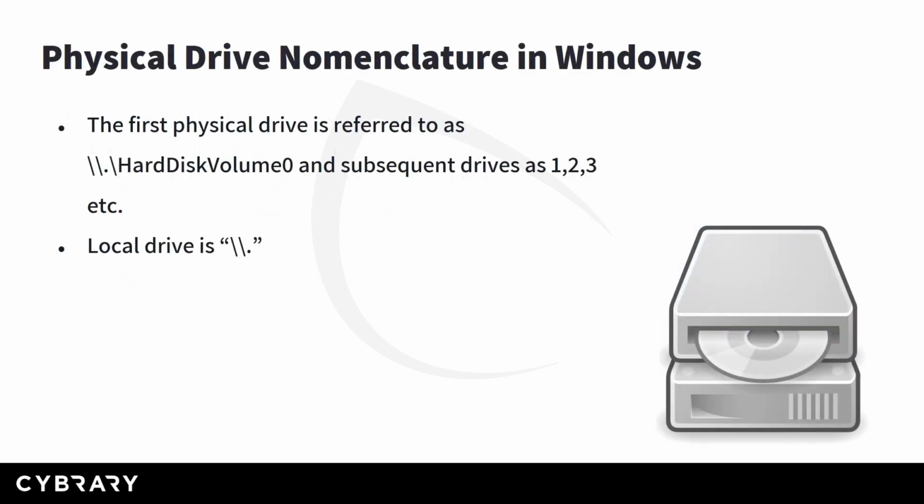We need to look at the structure of the Windows operating system. The first physical drive is referred to as hard disk volume 0 and subsequent drives as 1, 2, 3, etc. When you're looking for computers on your network neighborhood, you may have noticed that your local drive is represented by 2 backslashes followed by a dot.